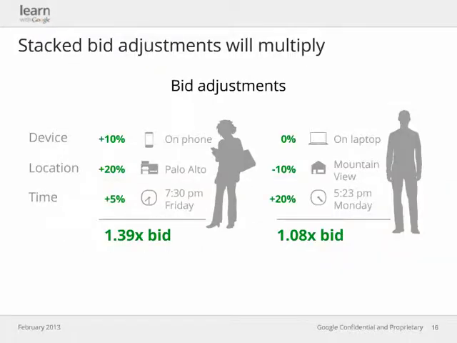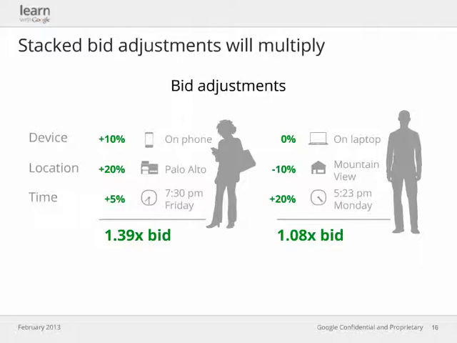Okay, so stacked bid adjustments will multiply. As I was mentioning before, when you're focusing on individual bid adjustments based on the 3 factors of device, location, and time, when you make an adjustment to each of these 3 based on the default bid, the multiplied effect will occur to each of them to give you a new CPC at the end of the bid adjustments you've made. The examples here are these two versions.